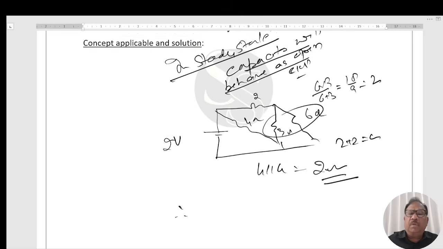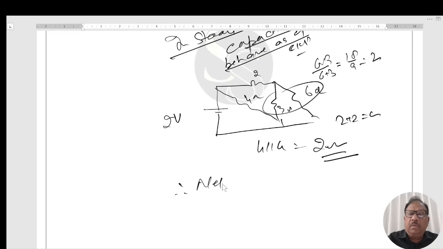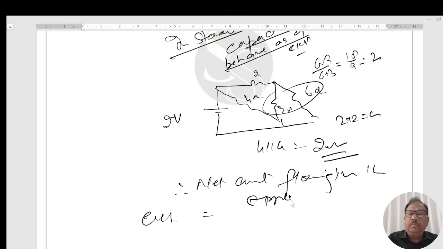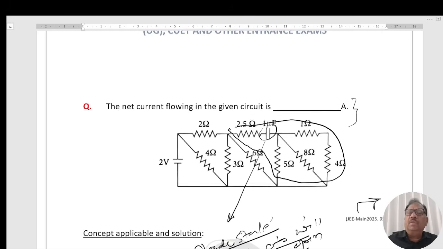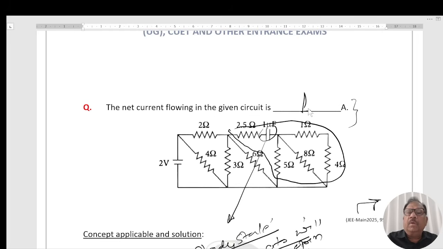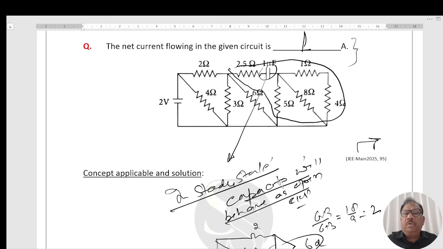Therefore, what we have to find out? Net current flowing in the given circuit. Net current flowing in the circuit is equal to applied EMF upon R equivalent. R equivalent is 2, so 2 divided by 2, that is 1 ampere. This is the answer. We have to fill in the blanks here, 1 ampere. Next question.